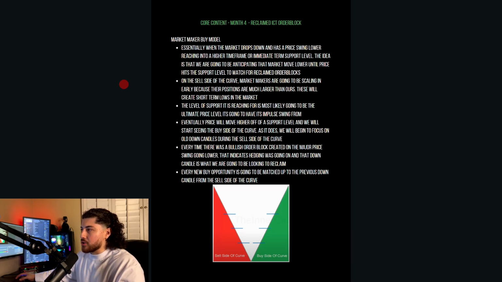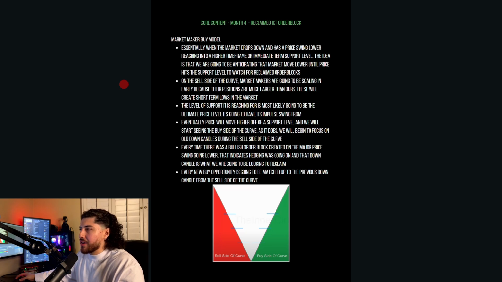On the sell side of the curve, market makers are going to be scaling in early because their positions are much larger than ours. These will create short term lows in the market. The level of support it is reaching for is most likely going to be the ultimate price level it's going to have its impulse swing from.